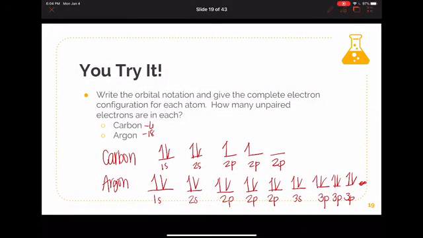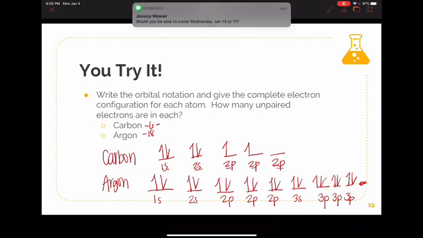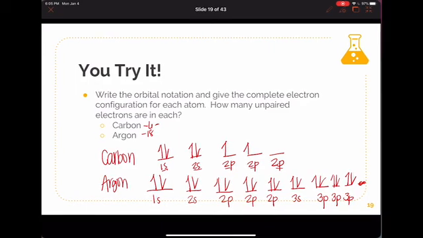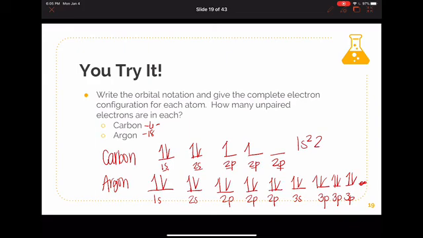All right, let's take a look at these you try it problems. So the first one is carbon. I looked at my periodic table and found that carbon has an atomic number of 6. So it has 6 total electrons. I filled 1s first, and then 2s, and then I started in the 2p orbital. And so I only got 1 in each of the 2p orbitals. And so that is how I filled it up. When we write the electron configuration for this one, 1s2, 2s2, 2p2, and 2 plus 2 plus 2 is 6. And so I have added those up and done that correctly.